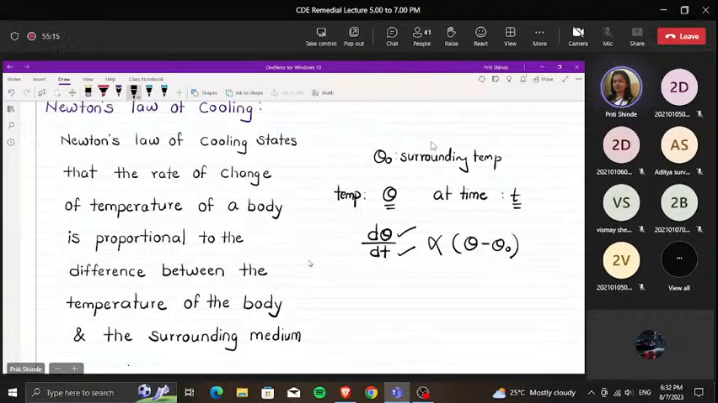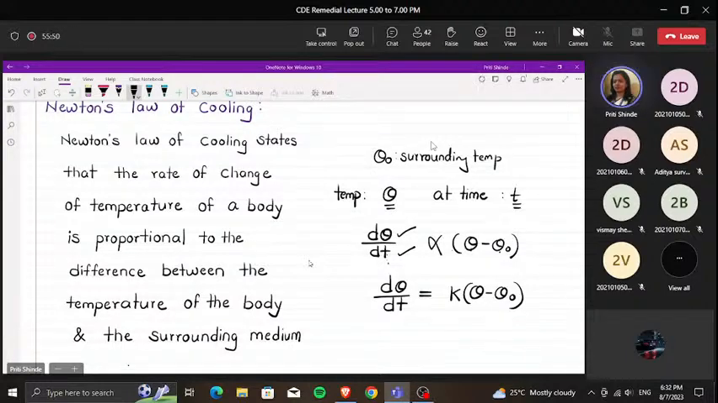Theta minus theta 0. Rate of change of temperature of a body: d theta by dt is directly proportional to the difference between the temperature of the body and the surrounding temperature. So d theta by dt is proportional to theta minus theta 0. You can write this as an equality, d theta by dt is equal to theta minus theta 0 multiplied by a proportionality constant K. This is a process of cooling.